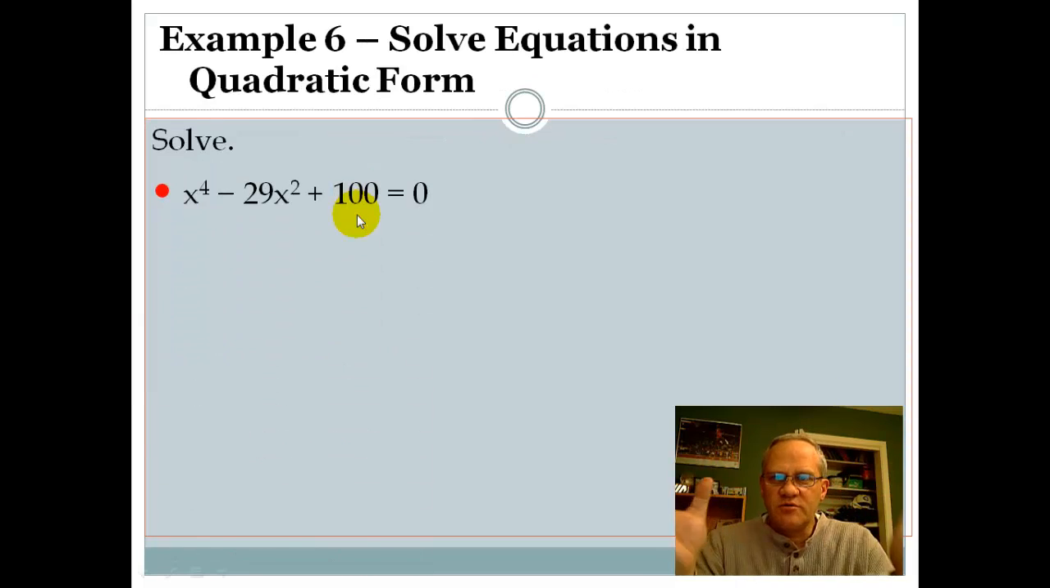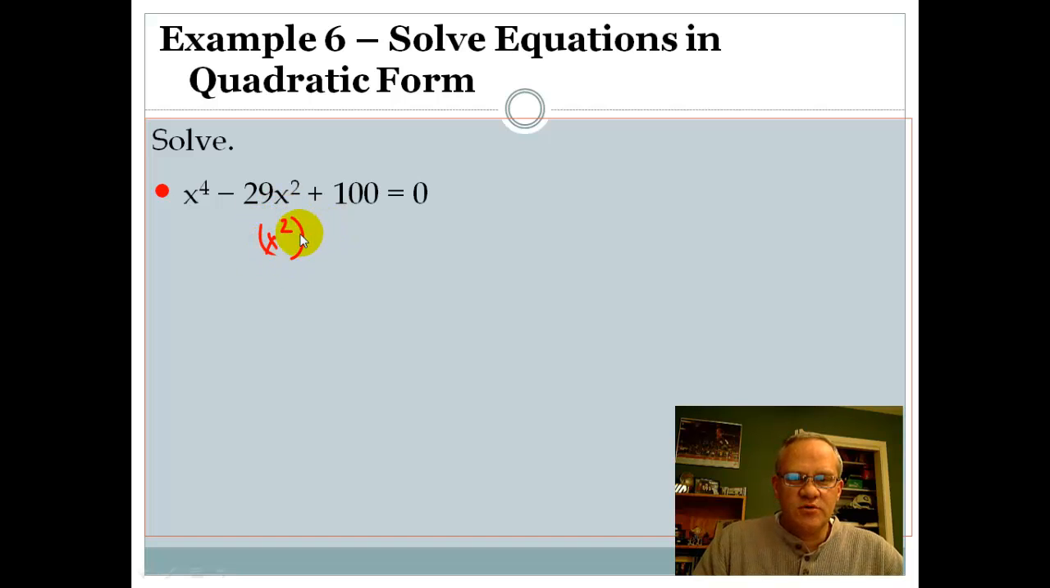All right, so here's where we're finally at. We can solve a couple of equations, turn them into quadratic form, and then solve them. So here's what we got. Notice x squared and x to the fourth. That has to happen in order for us to be able to do this. So I'm going to say x squared is the variable.